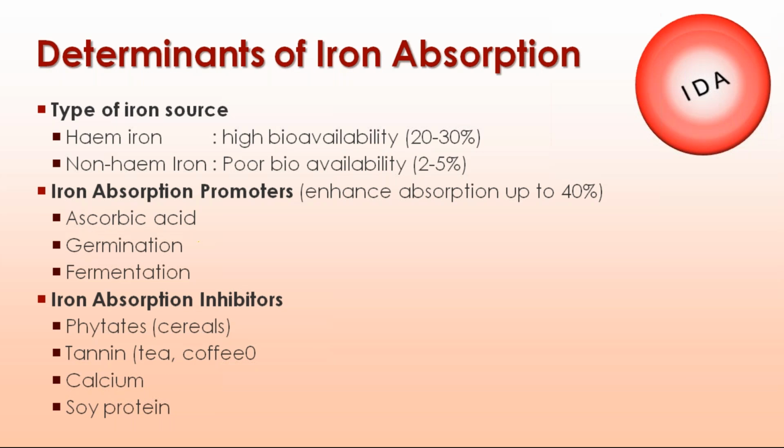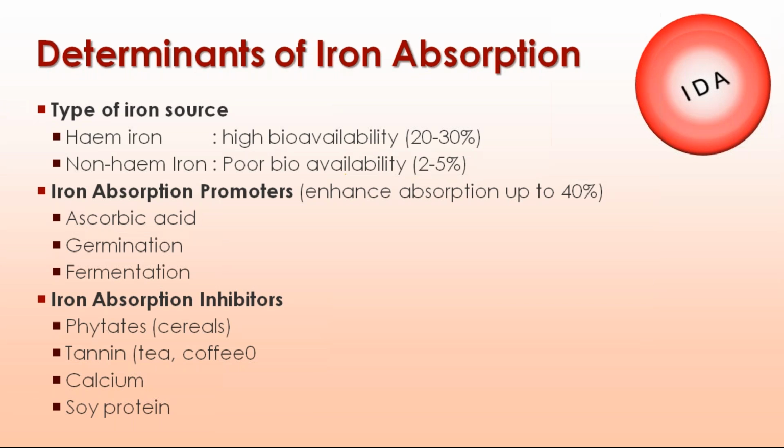What determines iron absorption? These are some of the factors. Even if you are taking iron, there are factors which influence whether it goes inside or not. Generally, heme iron has a very high bioavailability, 20 to 30% is absorbed. Whereas non-heme iron availability is only 2 to 5%. So that depends upon what type of iron you are taking.